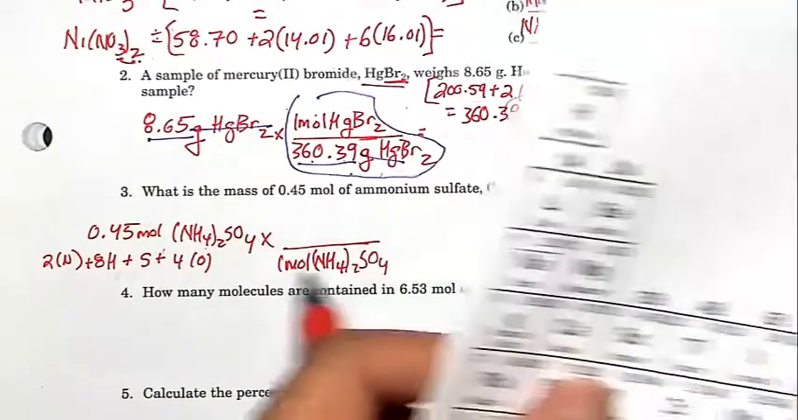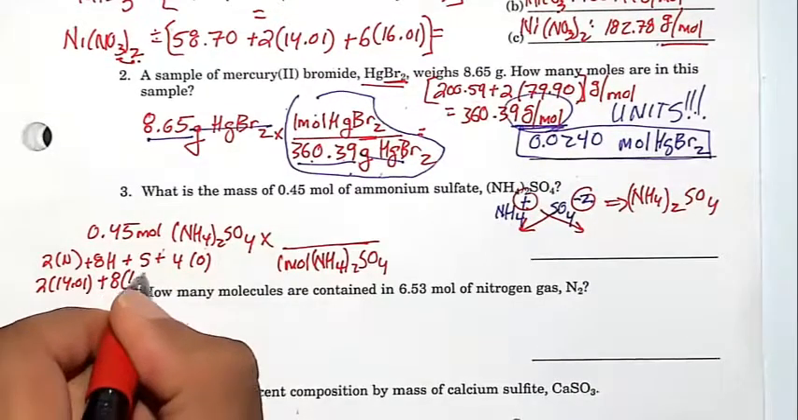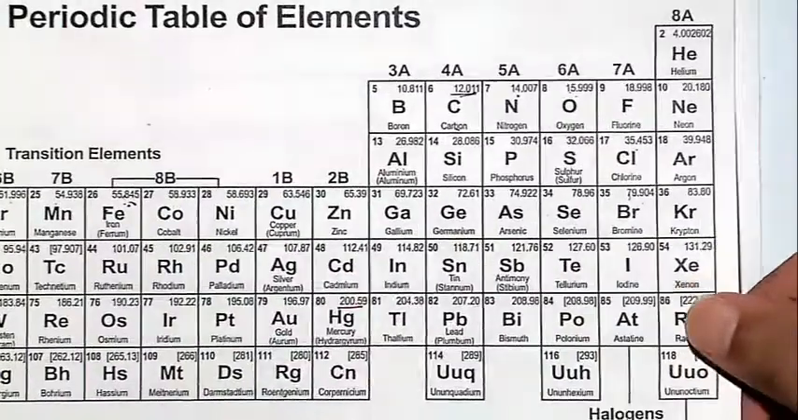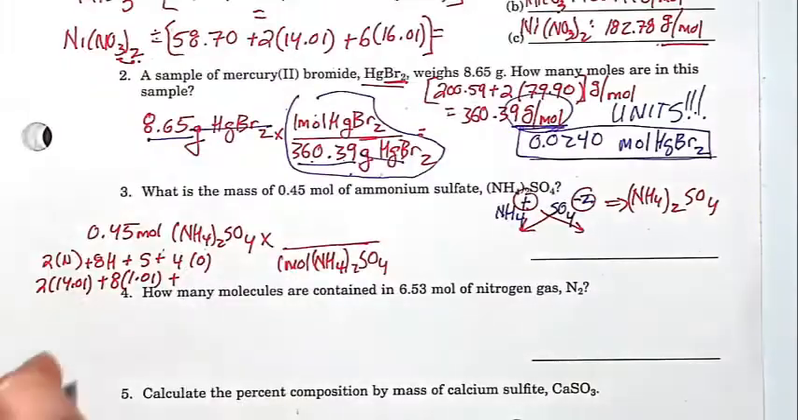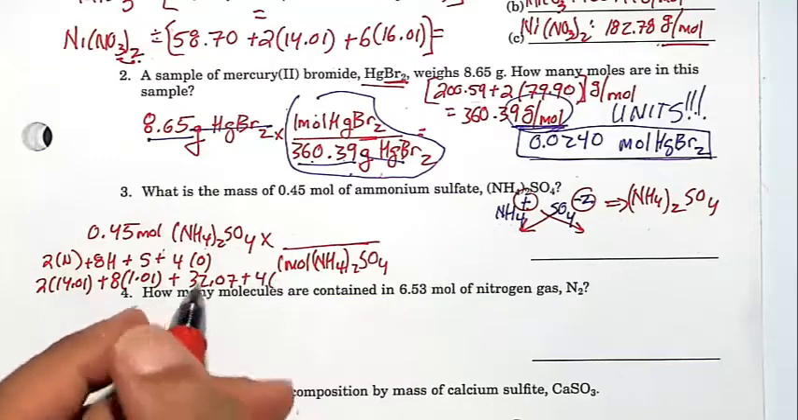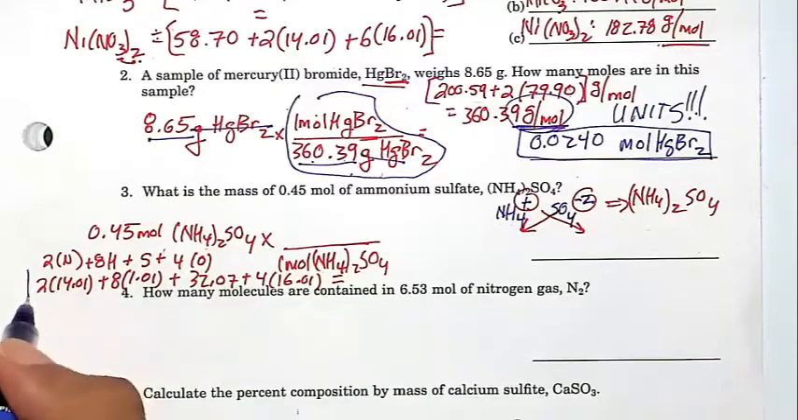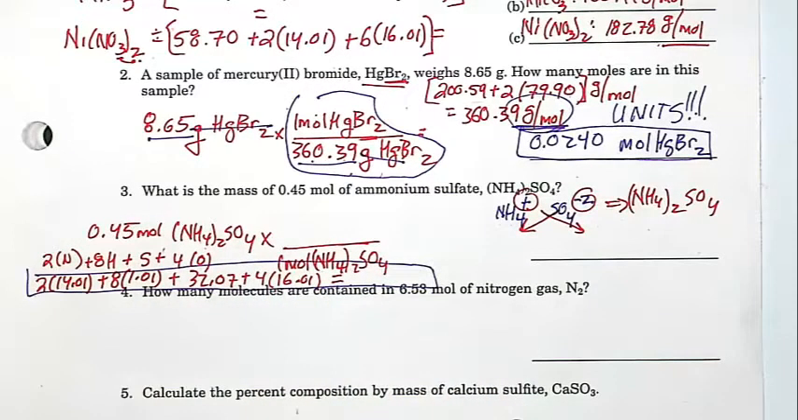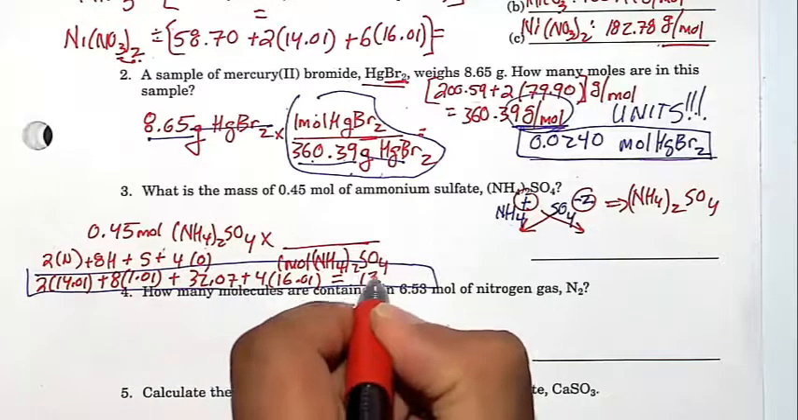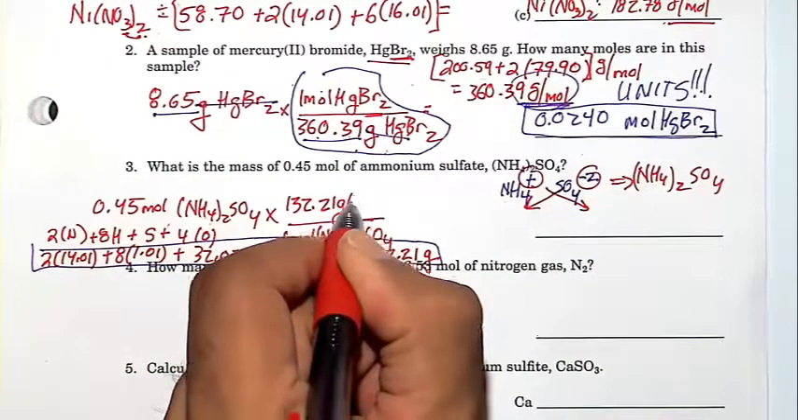So nitrogen, excuse me, nitrogen is 14.007. So 2 times 14.01. Hydrogen is 1, so 1.01. Sulfur is 32.066, so I'll say 32.07. And oxygen is 15.99, I'll just say it's 16.01. So if you do all of that math, then you'll be able to get the molecular weight of ammonium sulfate for 1 mole of that substance. When I did all this math, I got 132.21 grams. For every 1 mole of ammonium sulfate, I have 132.21 grams of ammonium sulfate.